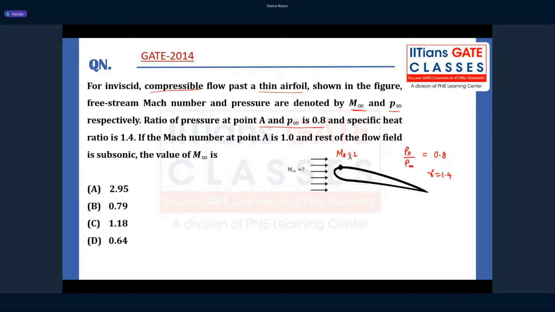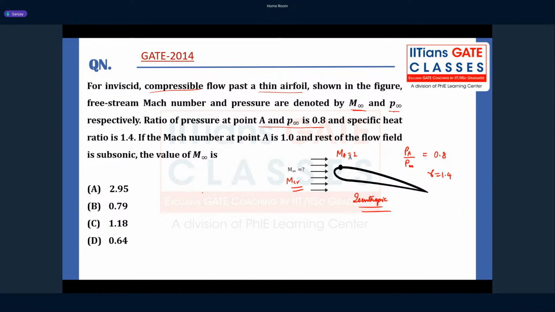What will I call my M infinity if the Mach number at point A is 1? Yes, very good. It is going to be the critical Mach number. So M infinity becomes the critical Mach number. So you have to find the value of this critical Mach number with the given data. So how do you solve it? You can assume the flow over this aerofoil to be isentropic in nature.